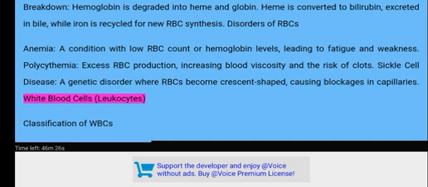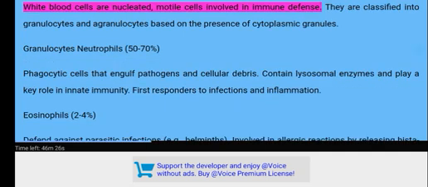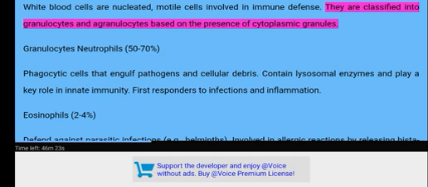White blood cells, leukocytes. Classification of WBCs. White blood cells are nucleated, motile cells involved in immune defense. They are classified into granulocytes and agranulocytes based on the presence of cytoplasmic granules.